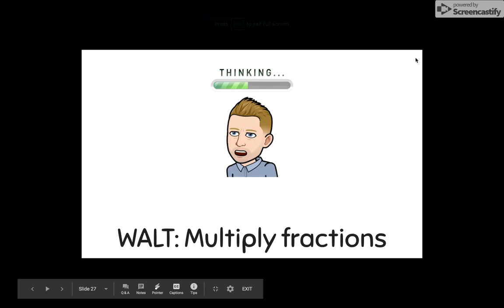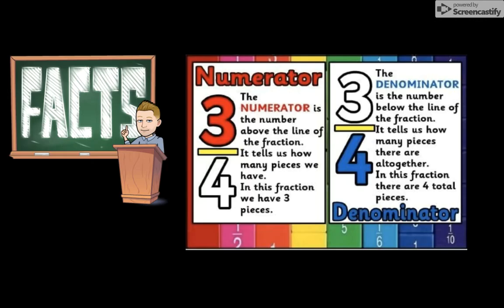Today we're learning to multiply fractions. Let's get into it. By now we should be confident with what the numerator and the denominator are. The numerator is the top number. It tells us how many pieces of the whole we have. The denominator is the bottom number. It tells us how many equal pieces the whole has been broken up into. Numerator, top number. Denominator, bottom number.